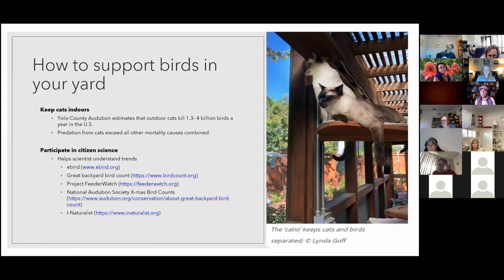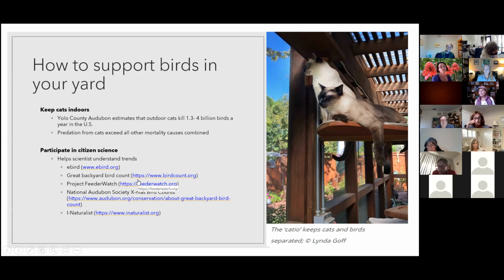Another thing that is nice to do is to participate in citizen science. If you observe wildlife in your yard, whether that be lizards or insects or birds, it's nice to report on it because it helps scientists understand trends in our backyards and in nature in general or in a specific region. There are different platforms where you can report what you see, or you can upload pictures, such as on iNaturalist. You can take a picture of a bird and upload it there and ask, what is this?